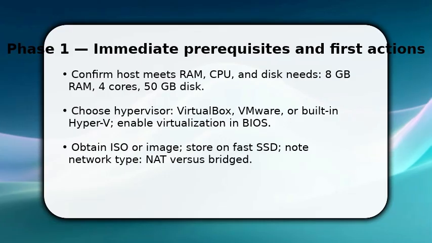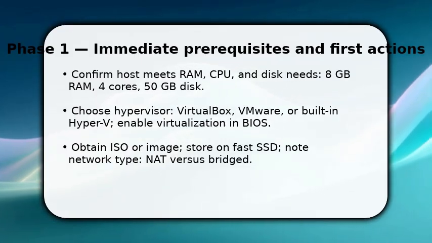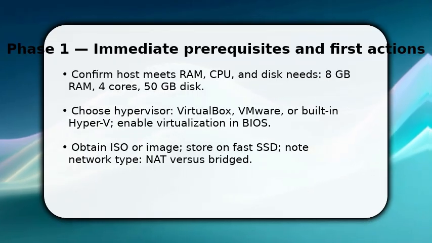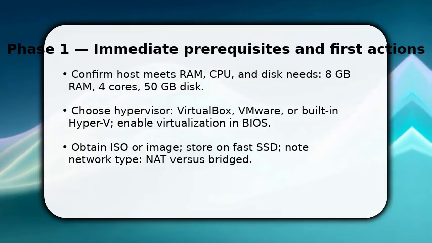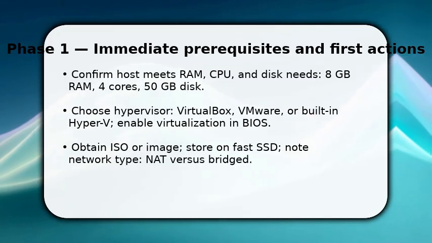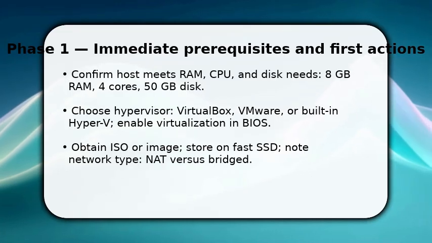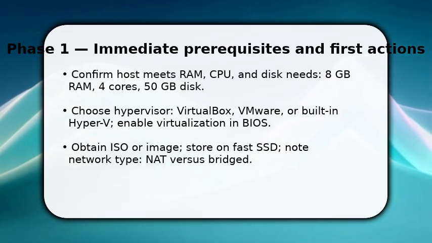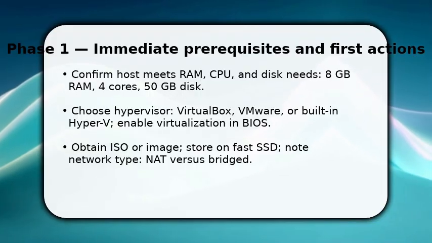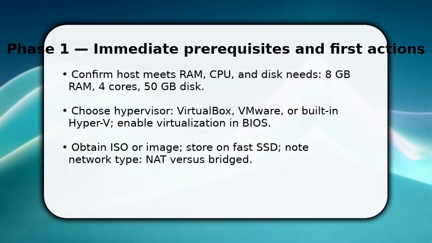You begin by validating prerequisites and starting the virtual machine now. Check that your host has enough RAM, CPU, and disk. 8 GB, 4 cores, and 50 GB is a good baseline. Once done, pick a hypervisor like VirtualBox or VMware and enable virtualization in BIOS. This matters because hardware acceleration impacts performance.